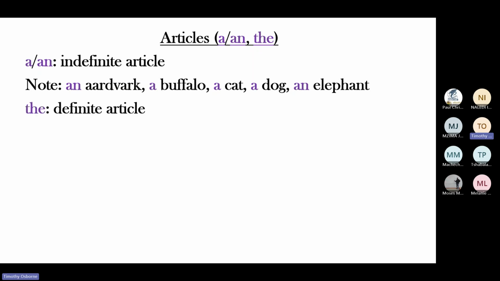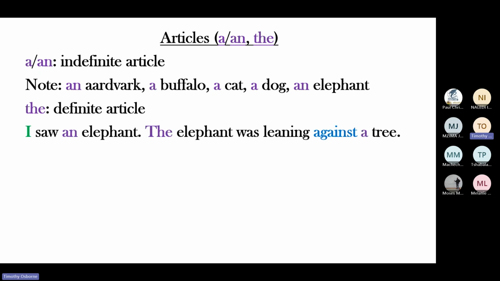And then you have your definite article, the. Here, let me give you an example. I saw an elephant. You'll notice that it's indefinite. It's no specific elephant. And then the elephant was leaning against a tree. Now it's a specific one. Now it's the elephant to which we referred in the first sentence. So the first sentence is not specific, and in the second sentence, the elephant is specific.